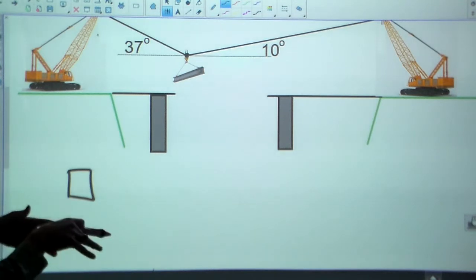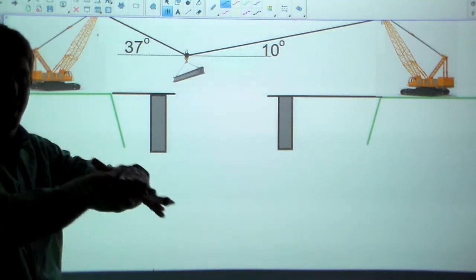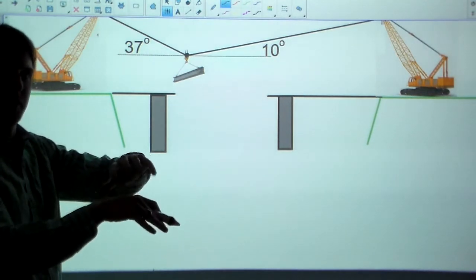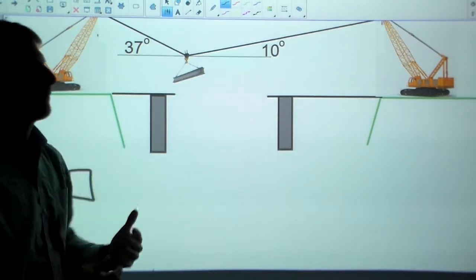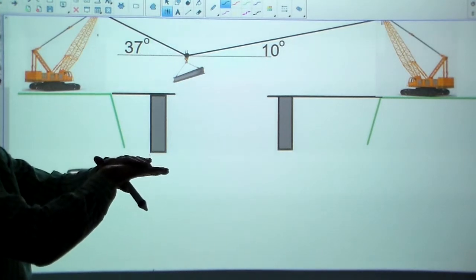Right now, everything is just sitting still. Everything's in balance. Nothing's moving yet. Once you have an imbalance in forces, that's when things start to move or accelerate. For now, everything's just sitting still. All right, that makes it a lot easier to calculate.